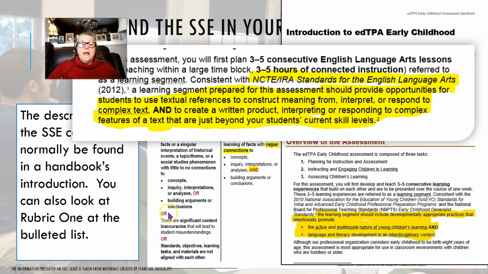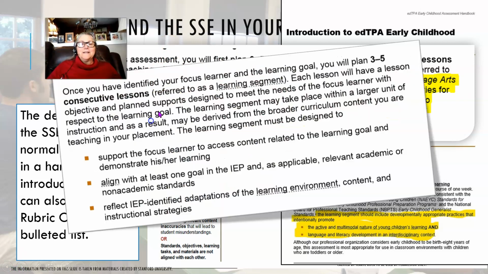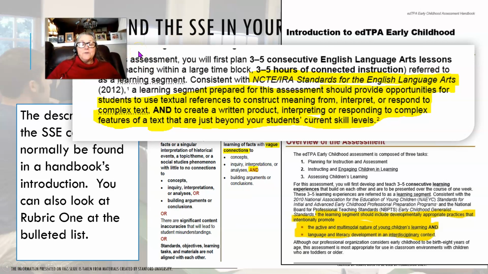I'm having trouble getting this thing to advance like it's supposed to. Of course, it advances when I don't want it to.